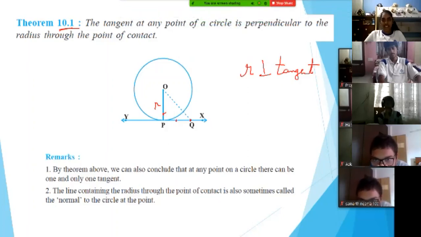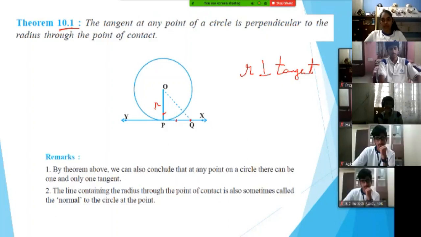If I say that the circle passes through Q, then will it be possible for me to say that OP is the radius touching the XY tangent? Will it be possible for me?